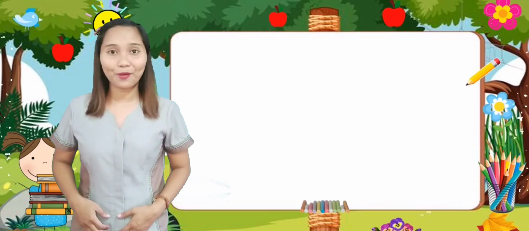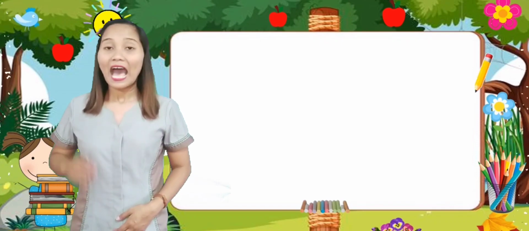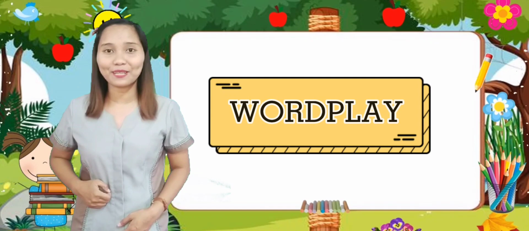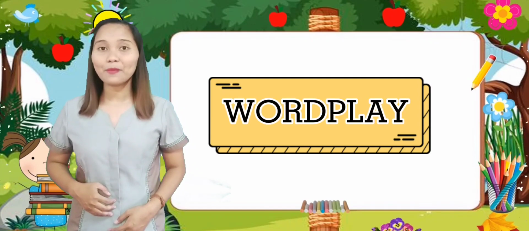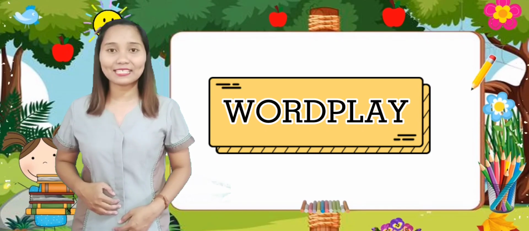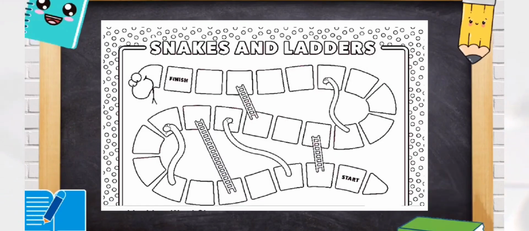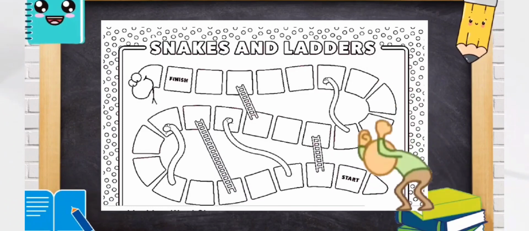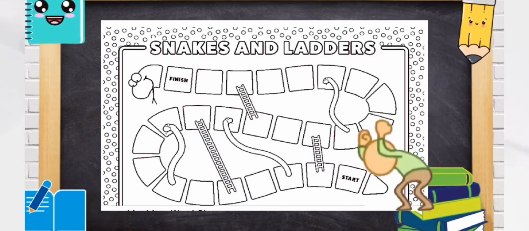Let us try some practice exercises. Our first task is wordplay. In this game, your goal is to reach the finish line by enumerating the different text types. Try answering this task with your parents, guardian, and siblings. Let us roll our dice.